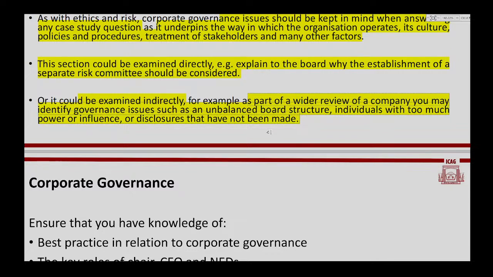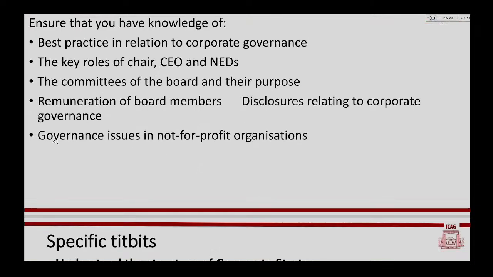Do you understand? Either directly, or sometimes you are doing SWOT analysis. These things are all weaknesses, right? They are governance issues. They are weaknesses where you have one person having so much power, the board structure is not balanced. Are you getting it? With too much power or influence in one person, no disclosures have been made. We don't have non-executive directors on board and stuff like that. Do you understand? So very, very important. Now, when it comes to corporate governance, this is what the examiner is telling you. He's telling you that what? Ensure you have knowledge of these things. And these things are the same questions that keep coming in corporate governance questions in the case study exam.